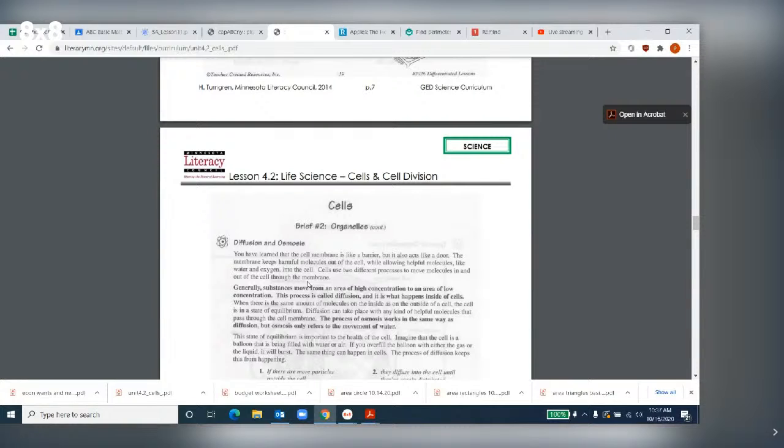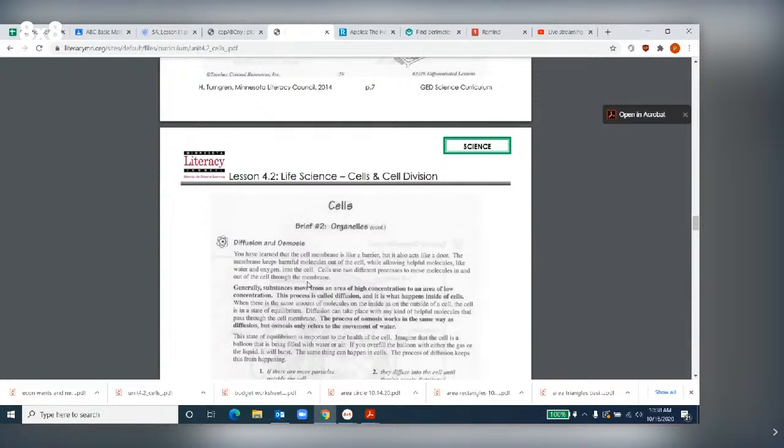Okay, so this says, generally substances move from an area of higher concentration to an area of low concentration. This process is called diffusion. That's what happens inside the cells. When there's the same amount of molecules on the inside and outside of the cell, it is in a state of equilibrium. Diffusion can take place with any kind of helpful molecules that pass through the cell membrane. The process of osmosis works in the same way as diffusion, but osmosis only refers to the movement of water.